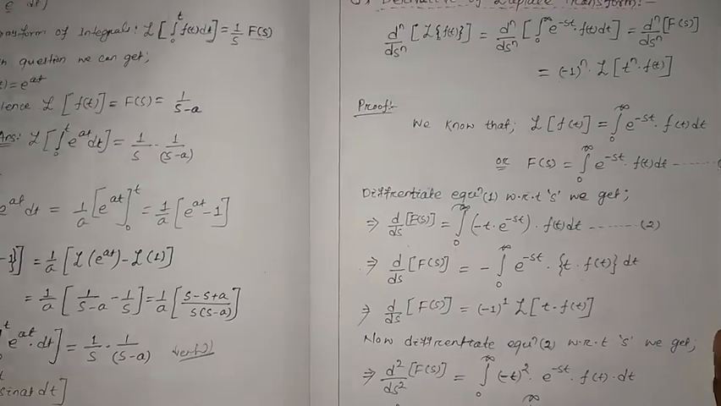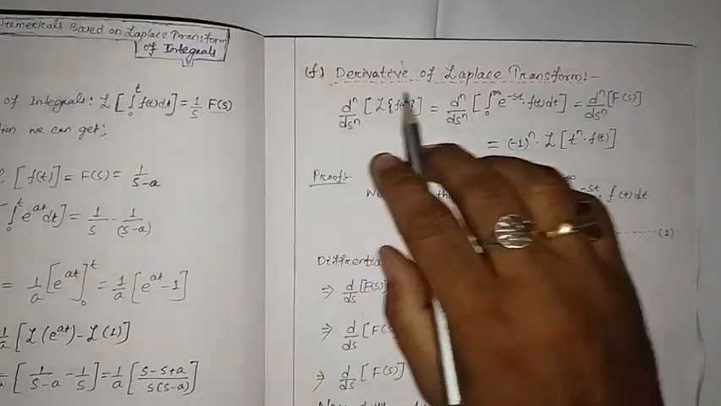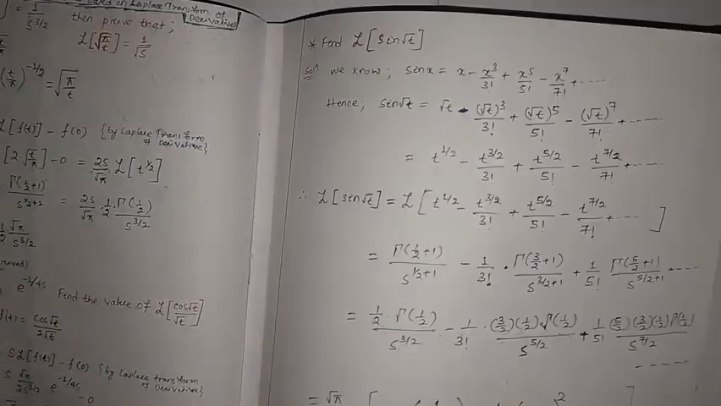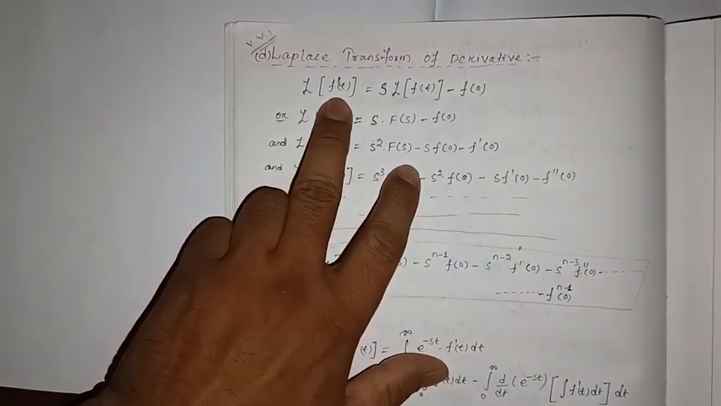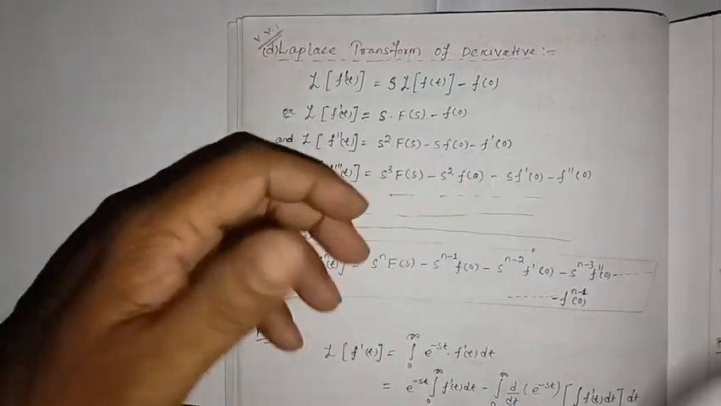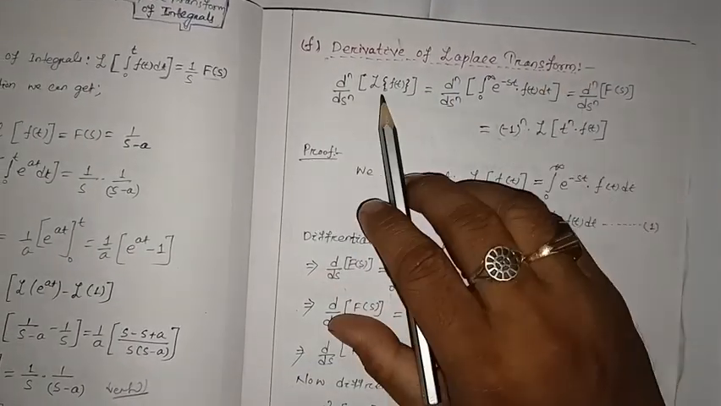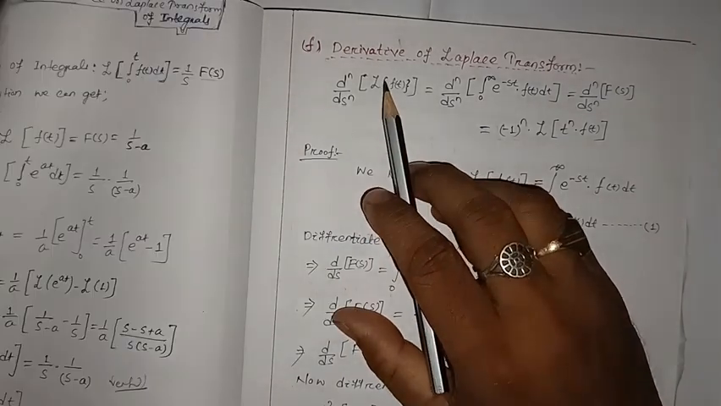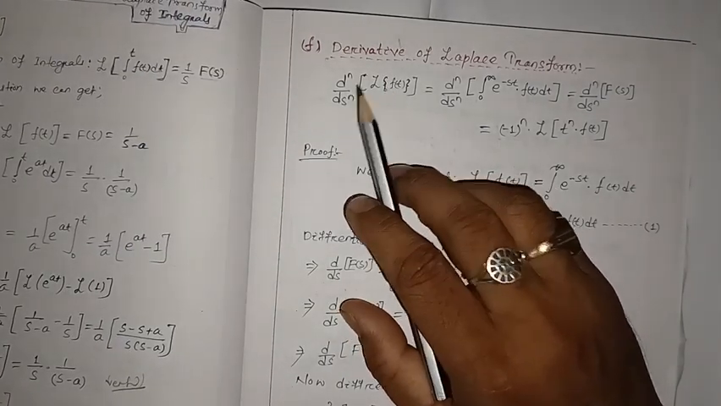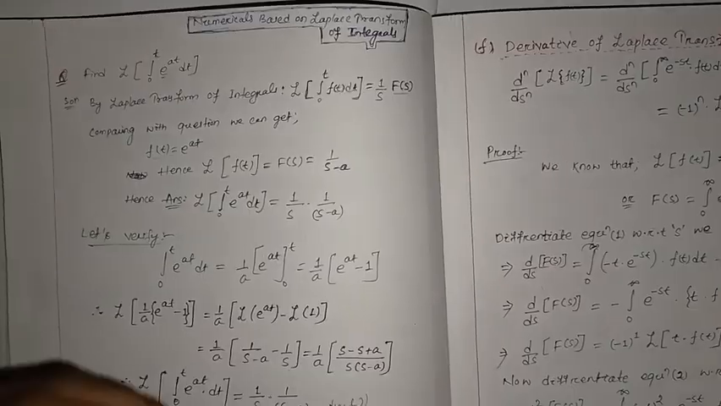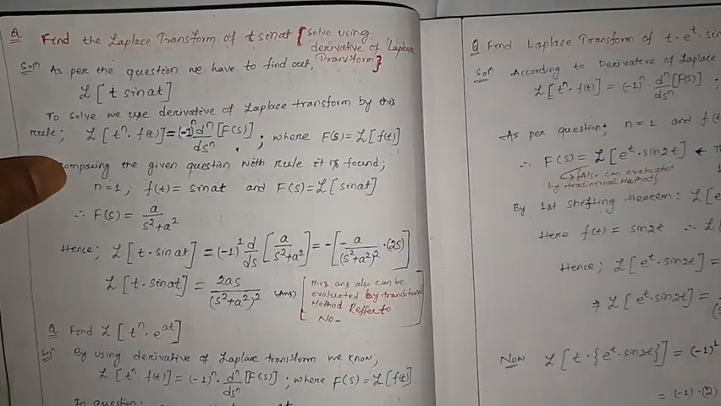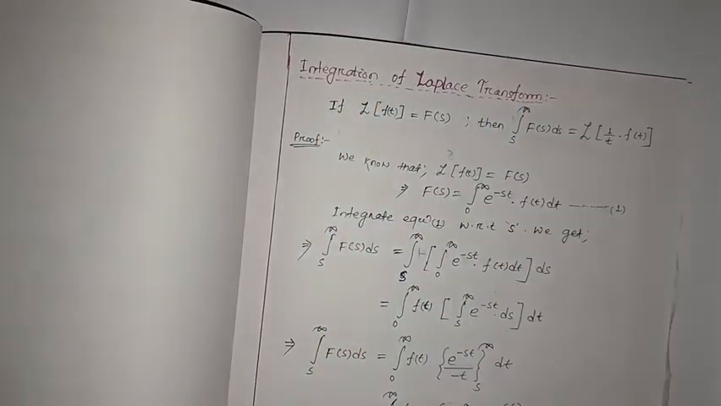In our next class we are going to discuss the derivative of the Laplace transform. Previously we discussed the Laplace transform of a derivative, where a derivative of a function is there and we find the Laplace transform. But here we are going to discuss the derivative of a Laplace transform. The Laplace transform is there, then we are going to find the nth derivative of the Laplace transform, and the answer will be this much. Then we will discuss the corresponding numericals also. Then we are going to discuss integration of the Laplace transform and corresponding numericals.